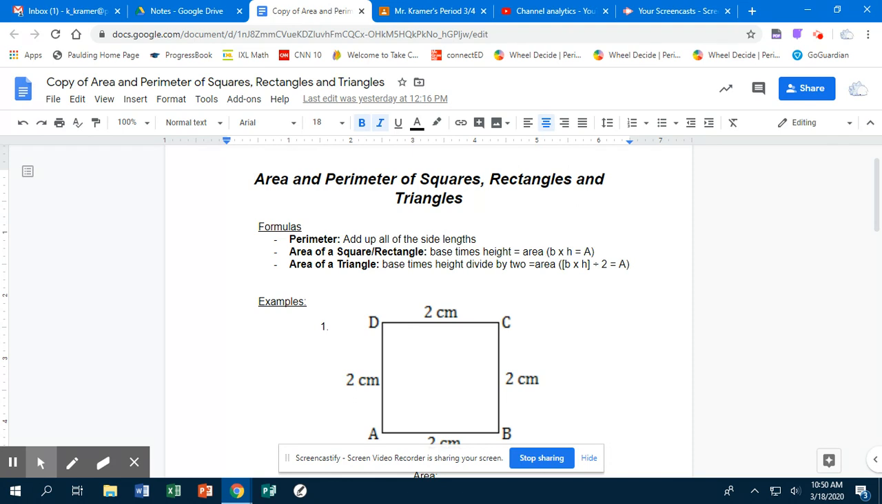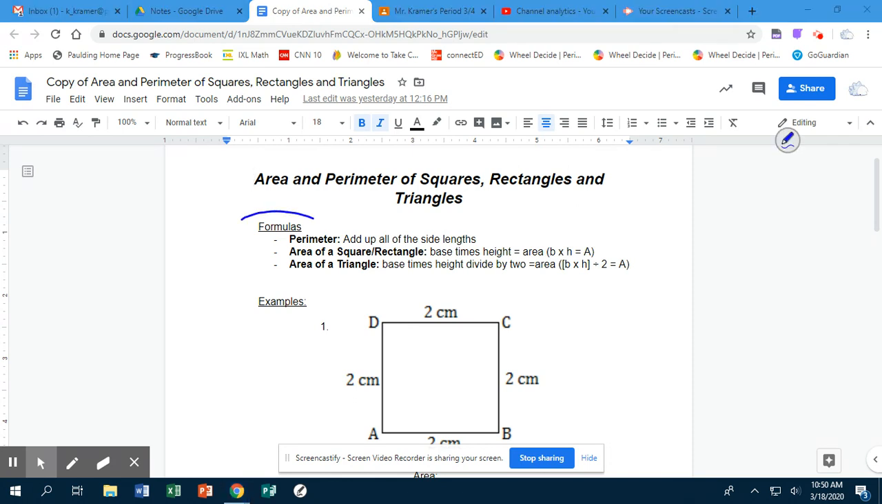First thing I want you to look at is that I gave you all of the formulas that you're going to need on this worksheet. Perimeter is just adding up all the sides. The area of a square and a rectangle is the same. It's just base times height, where the base is the bottom and the height is the one that goes up and down. Base times height equals area. Area of a triangle is the same thing. You're going to use the base times height, and we'll go over that in a minute, not the slant height, and then divide that by 2. And that's how you find the area.